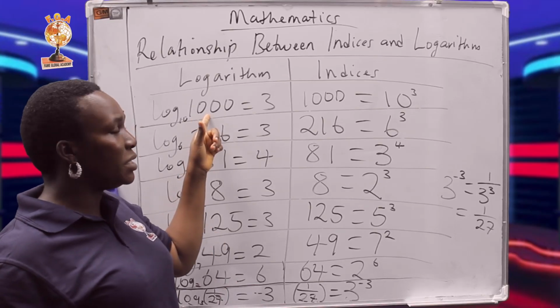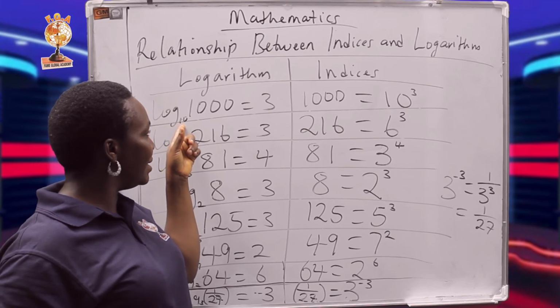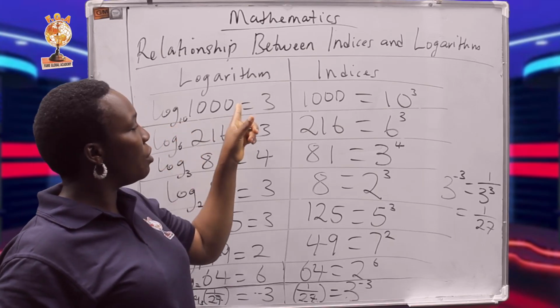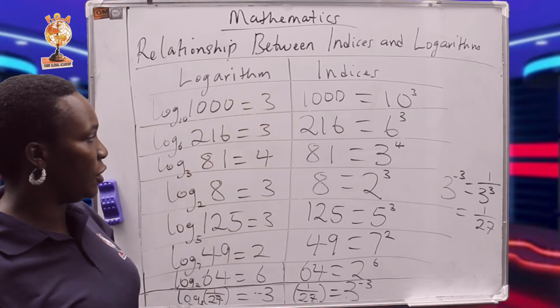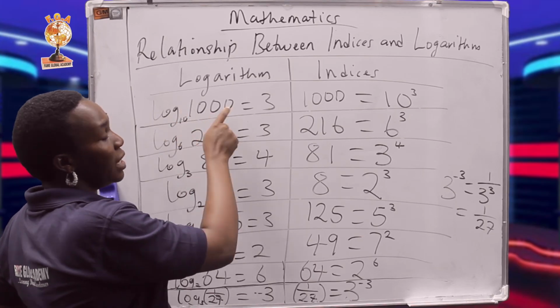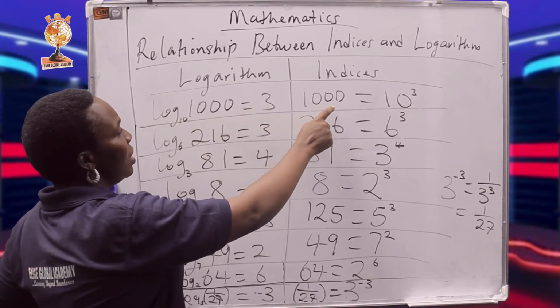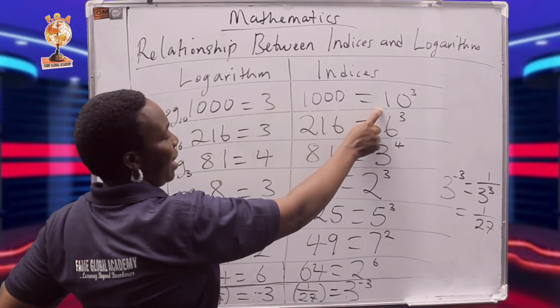The logarithm itself will be equal to the base raised to the power of the answer. That's what we followed in all of this, if you check it very well. So if log 1000 base 10 is equal to 3, then 1000 will be equal to 10 raised to the power of 3, and that's what we have here.